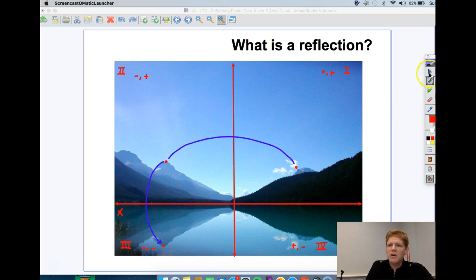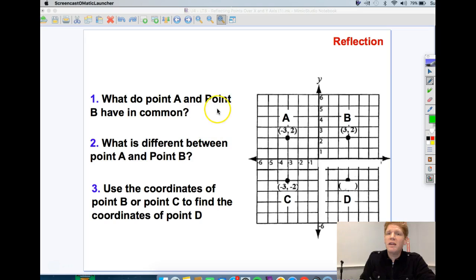So in this case, we have taken this point right here, we'll call this point A, and we have reflected it into quadrant 1 across the y-axis. Reflected point A across the y-axis into quadrant 1. Then, in this case, we have taken point A and reflected it across the x-axis into quadrant 3. So now let's take a look at reflection on an actual coordinate grid.